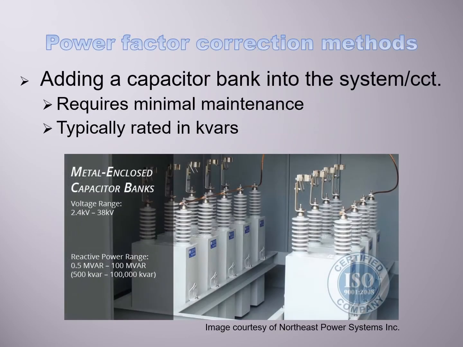The first method of correcting power factors is something that we've already looked at, and that is adding a capacitor bank into the system. One of the great advantages that we have with the capacitor bank is that it really requires no maintenance. You just set it and forget it. The trick is to make sure that they are sized correctly. Since they are typically rated in kVARs, we need to know how to calculate the kVARs of our building in order to correctly size the capacitor.